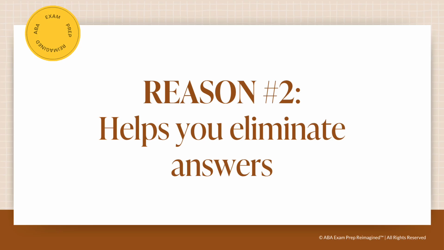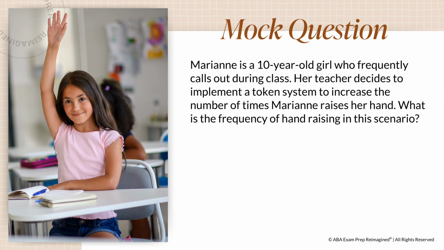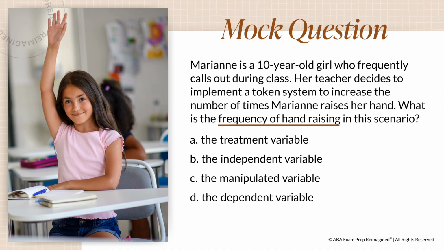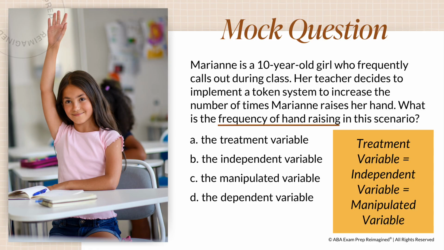A second reason that you want to know your AKAs is that it helps you eliminate answers. Let's look at this same mock question, except this time, instead of trying to find the experimental variable in a list of answer choices, now the question is asking you about the frequency of hand raising. Our answer choices are the treatment variable, the independent variable, the manipulated variable, and the dependent variable. Now again, if we know that the treatment variable is the same as the independent variable, which is the same as the manipulated variable, we can go ahead and cross out all 3 of these answers.